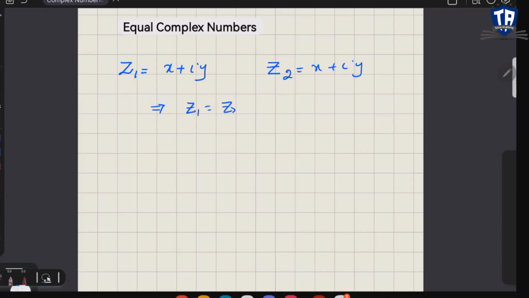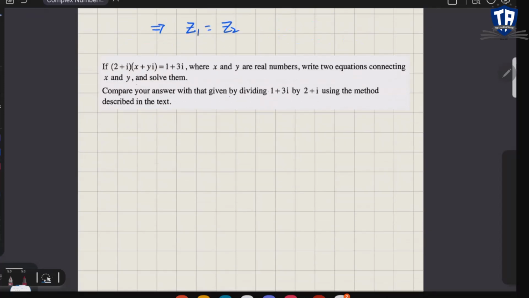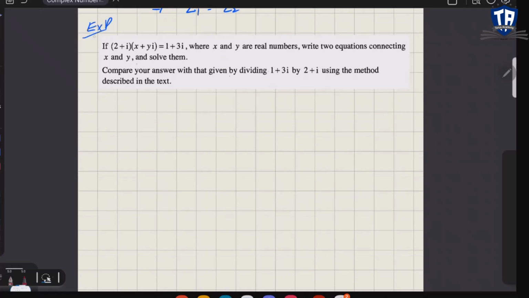Here we consider a question. Okay, in this example, we are given 2 plus iota multiplied by x plus y iota is equal to a complex number, and this equal sign shows that the left hand side is equal to the right hand side. The requirement of the question is that we write two equations connecting x and y. So whenever you have this type of question, the first thing is to simplify the left hand side completely.